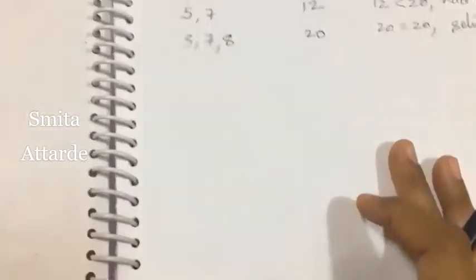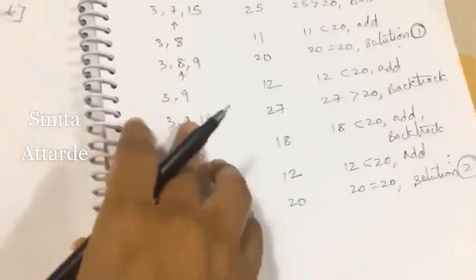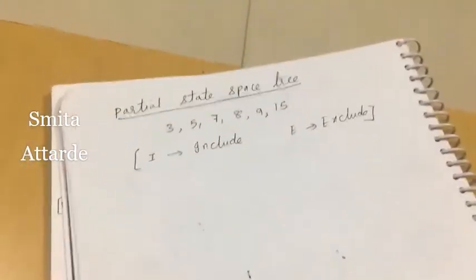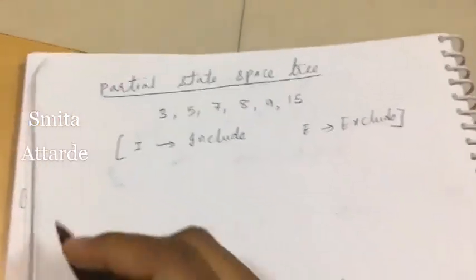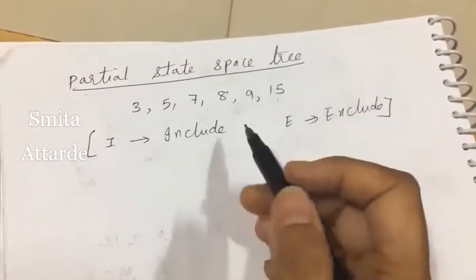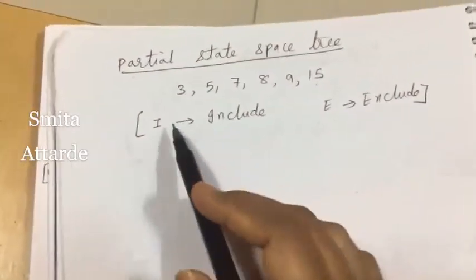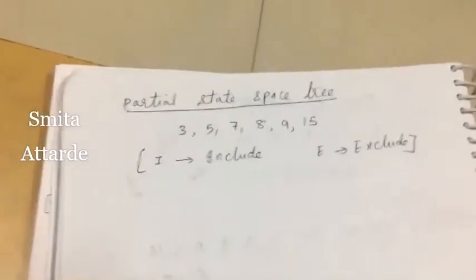Now from this, just as we have drawn the state space tree for the n-queens problem, we have to draw the state space tree for the sum of subset problem also. We cannot always draw the entire state space tree. In the paper also, you are going to draw the partial state space tree. Okay, now we'll take this same example. Here in the state space tree, I am going to use the abbreviations I and E. I indicates include and E indicates exclude.